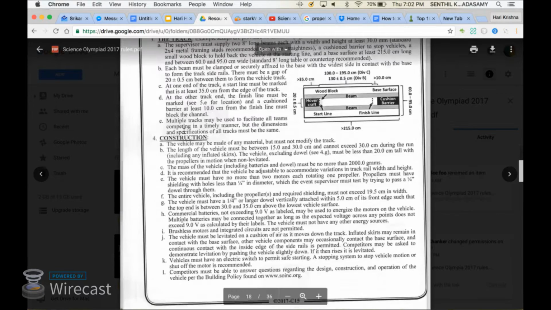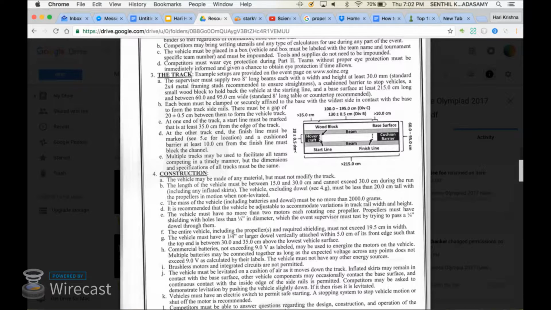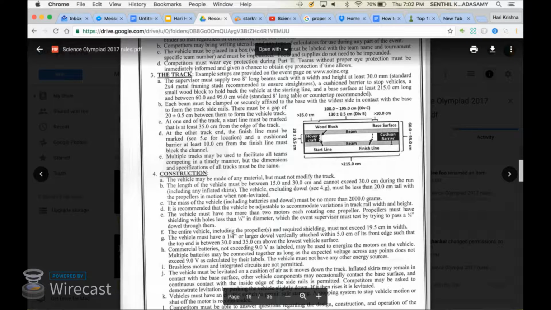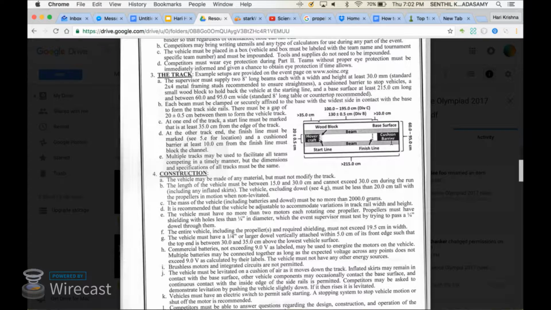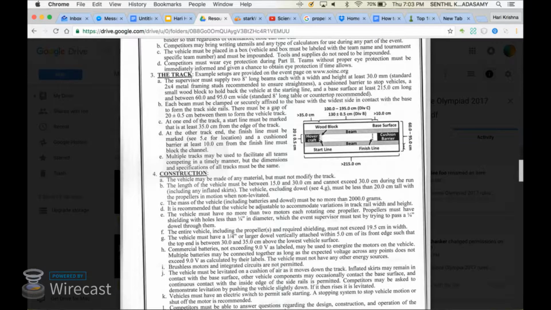Okay, so basically if you look over here, it shows you the track and all the various measurements that are required, such as the starting line, the finishing line, the cushion barrier which the hovercraft will have to stop at, and then the entire track can be anywhere between 100 to 195 centimeters, and there will be a starting place and then a total width for the actual track.